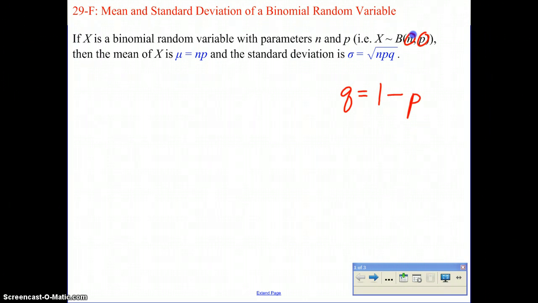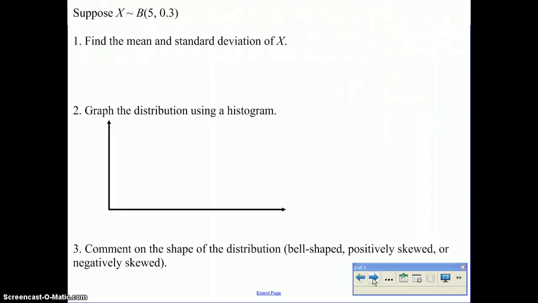Also, something I want to point out in your book is sometimes you will see the following notation. As opposed to this, which is more traditionally written, sometimes they will write it BIN. Still stands for binomial, means the exact same thing. All right, so let's use those formulas to look at a couple problems.